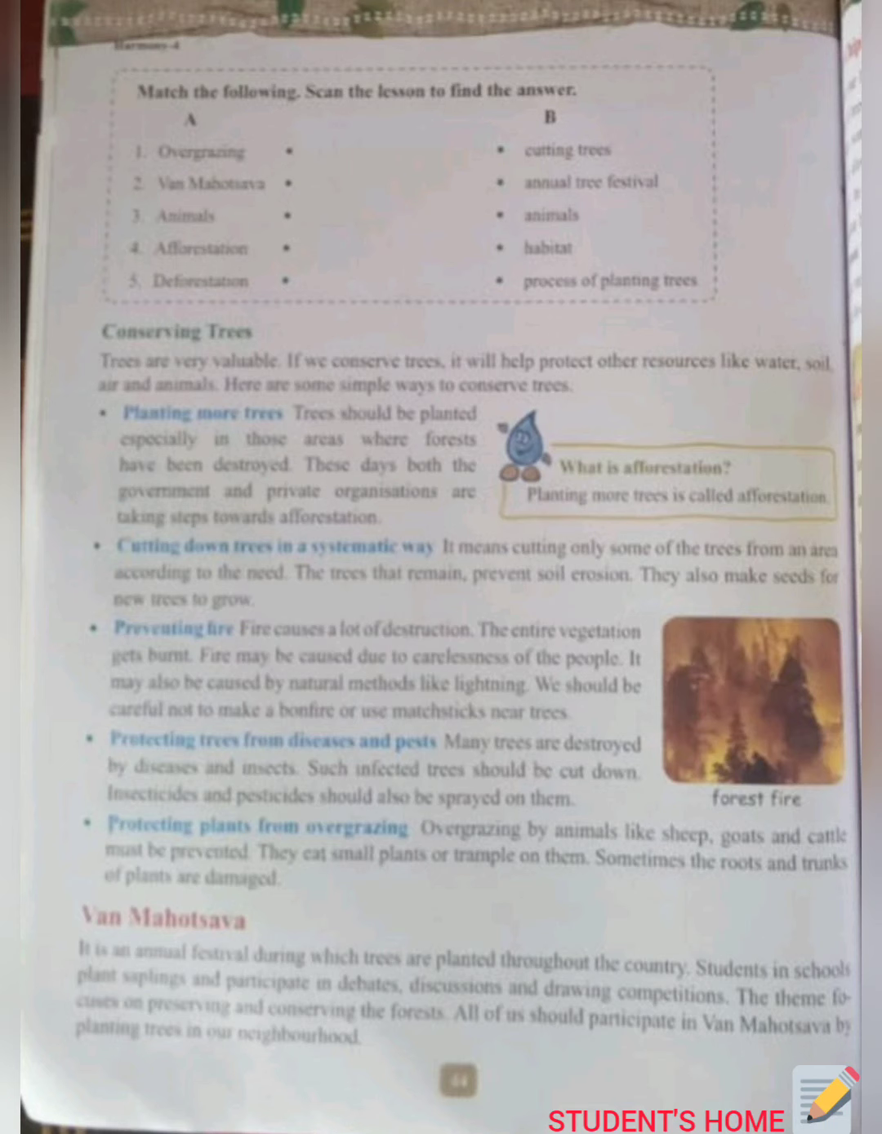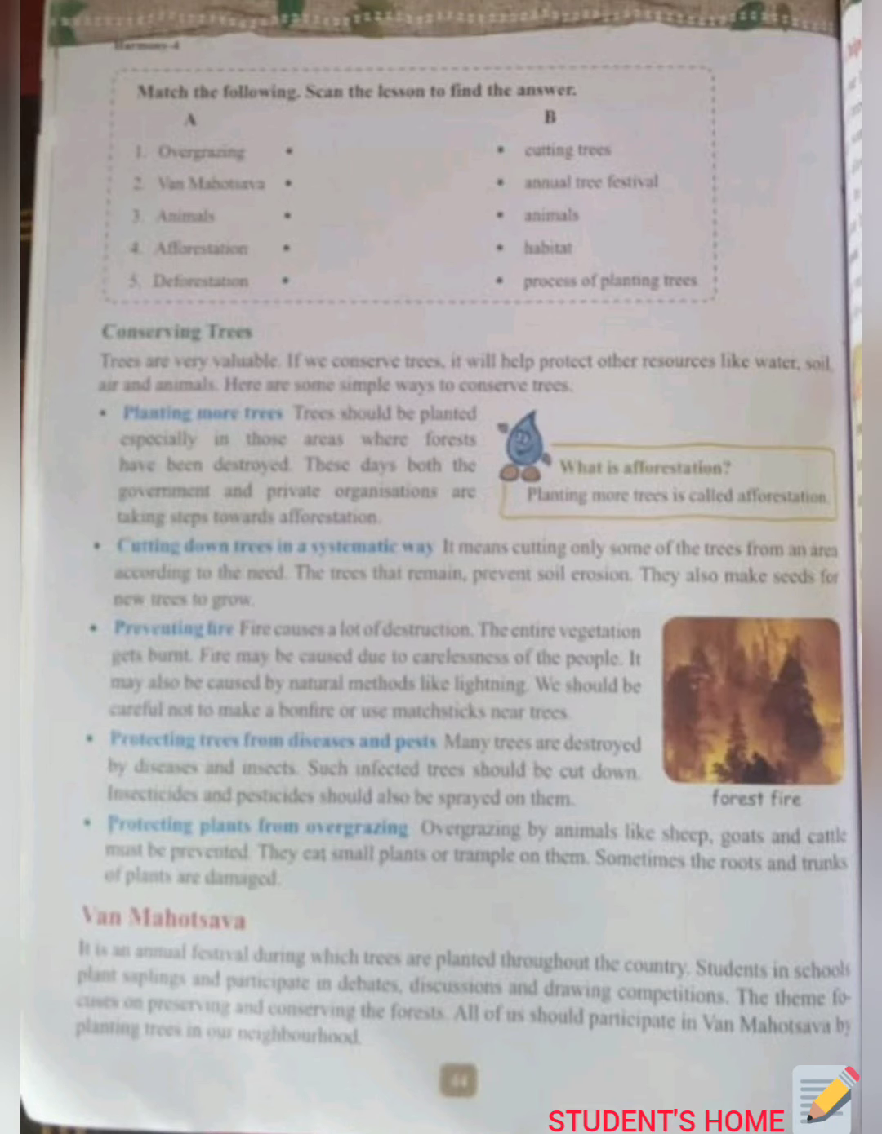Next point is protecting trees from diseases and pests. Many trees are destroyed by diseases and insects. Such infected trees should be cut down. Insecticide and pesticide should be sprayed on them. Next point is protecting plants from overgrazing. Overgrazing by animals like sheep, goats, and cattle must be prevented. They eat small plants or trample on them. Sometimes the roots and trunks of the plant get damaged.